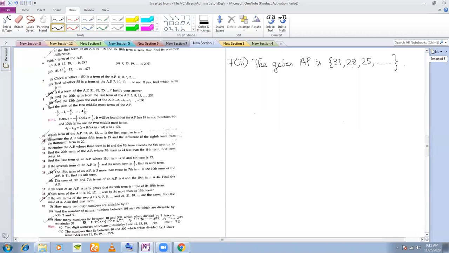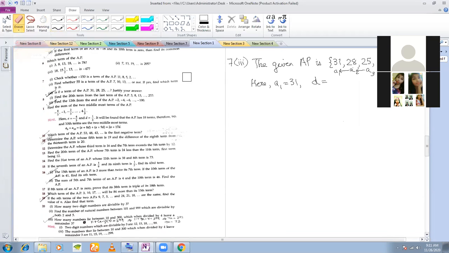So when an AP is given in this form, our first duty is to find the first term. What is the first term of the AP? 31. And the common difference: you will not take it as 31 minus 28. This is your A1, this is your A2, so you will take A2 minus A1, or you can take A3 minus A2 also. This is the way you take your common difference.